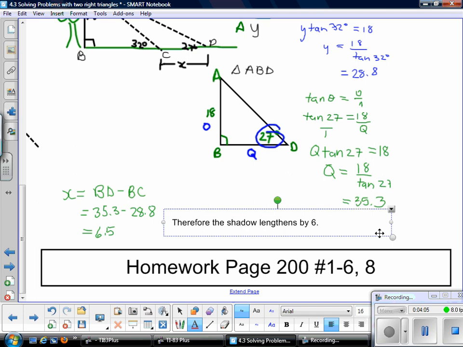by 6.5 feet. Okay, so some questions to do. It might take you a few days to actually complete all the questions because it does take a long time to actually complete them.